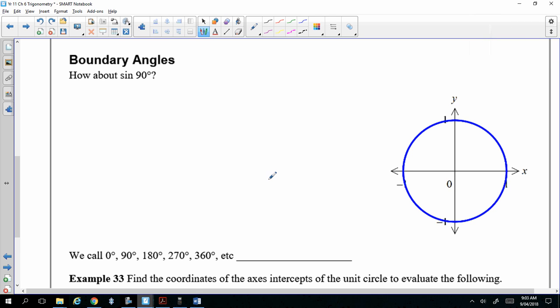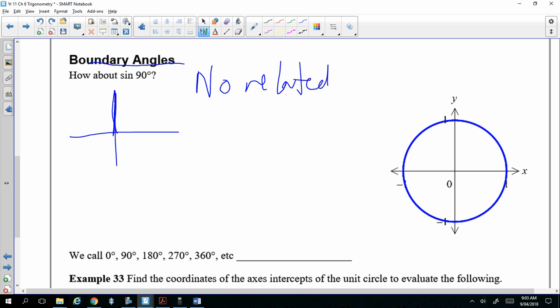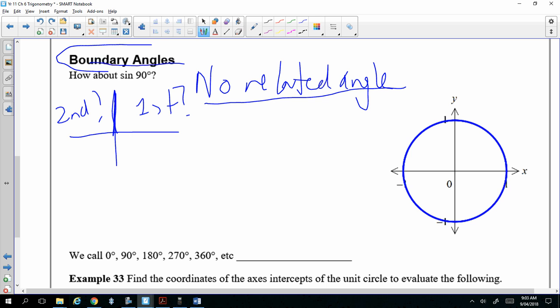Boundary angles. Okay, what are boundary angles? If I look at sine 90 degrees, it's exactly here, isn't it? There's no related angle, which means that I can't really calculate it using the method I outlined to you before. When it's 90 degrees, is it in the first quadrant or the second quadrant? It's hard to tell. It's on the boundary, isn't it?